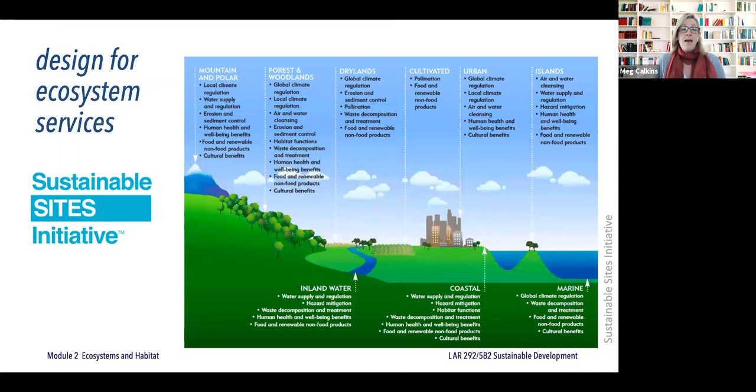So one of the key things that we'll think about in this module is that it is possible to design built landscapes for ecosystem services, to design them to provide ecosystem services. So we might design a built landscape in a suburb or in a city that involves trees or constructed wetlands or stormwater ponds, et cetera. And even though those are not natural settings, like you would find in the mountains or in the forest, they still are providing ecosystem services such as global climate regulation, air and water cleansing, human health and well-being benefits, and cultural benefits. And this is really one of the main theoretical concepts of the Sustainable Sites Initiative that we'll talk about in this module, and that's that built landscapes can provide ecosystem services.